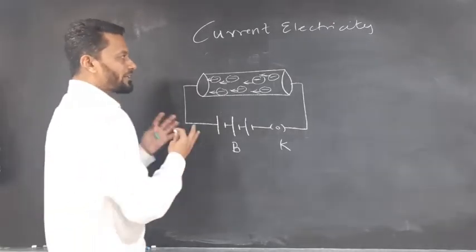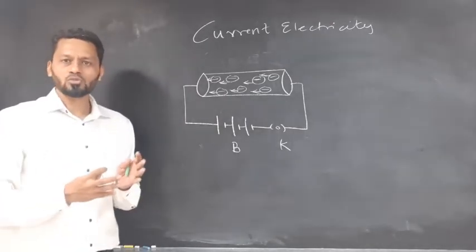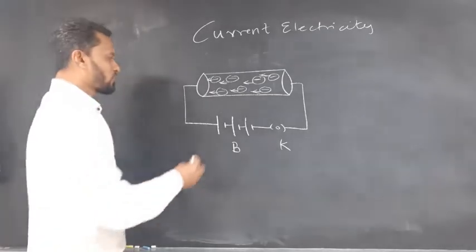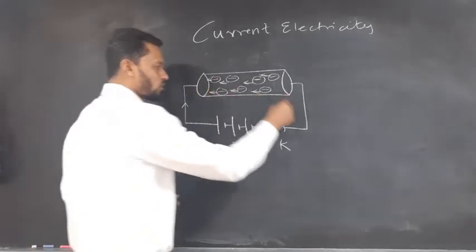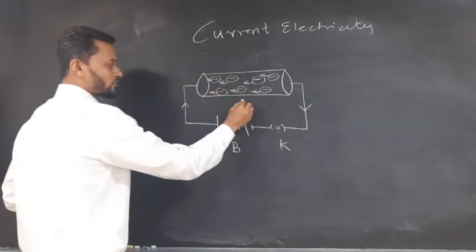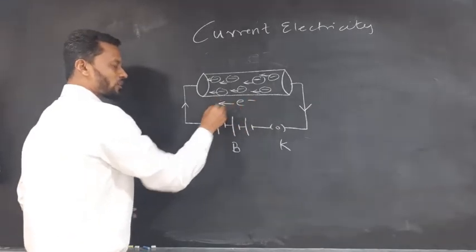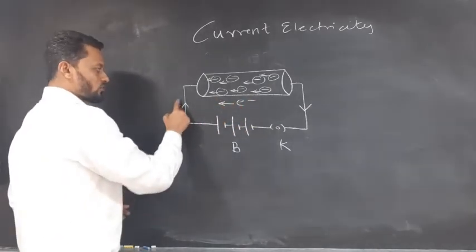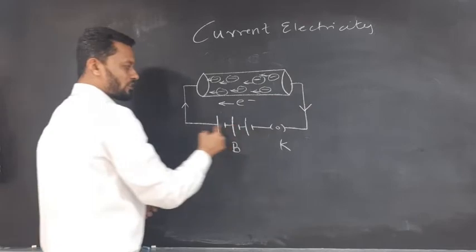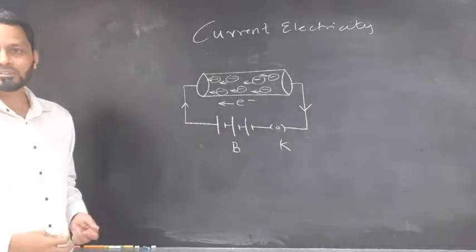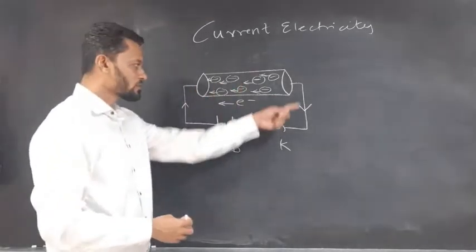But in an electrical circuit, we always show the conventional flow of electric current in the direction opposite to the direction of flow of electrons. See, electrons are moving in this direction. The direction of the electric current will be shown in the opposite direction. Conventional electric current direction is this.